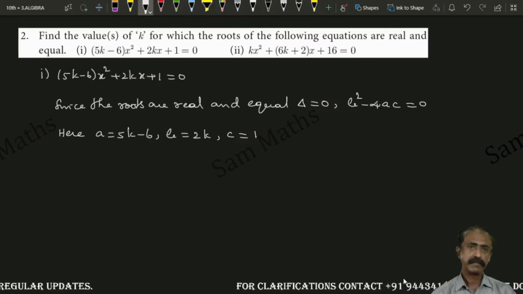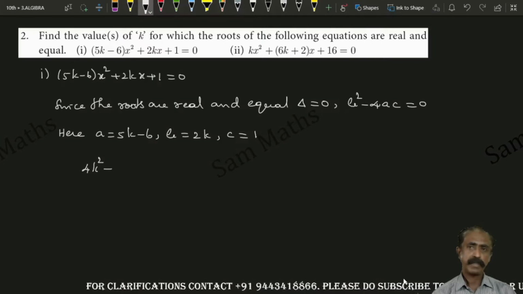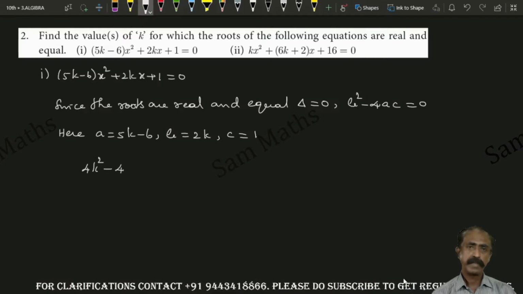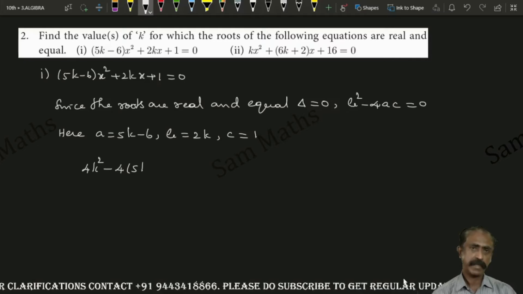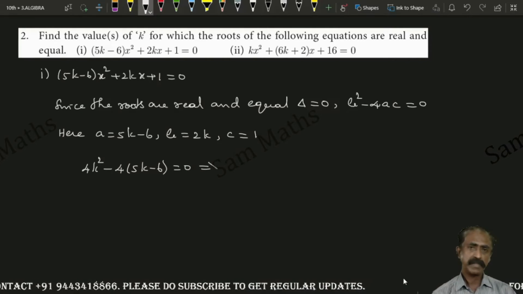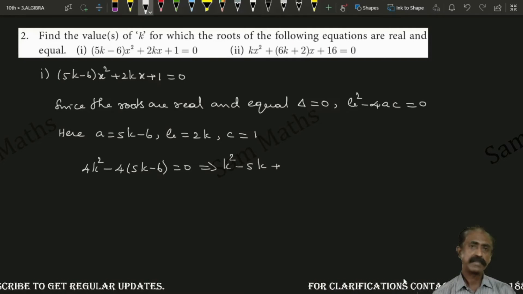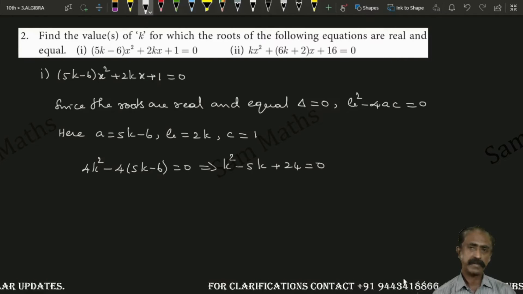B square value, that is 4k square minus 4 into a into c, that is 5k minus 6, equal to 0, which implies you can divide by 4 and you can write the equation k square minus 5k plus 4 into minus 6, that is minus 24, equal to 0.